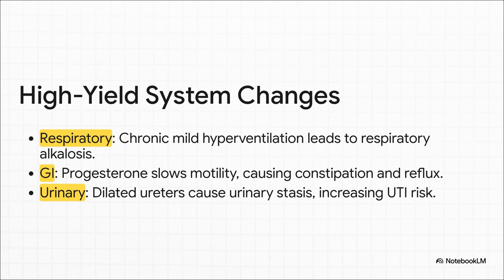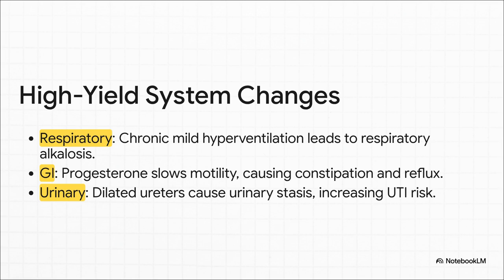Of course, the changes go way beyond the cardiovascular system. Let's run through these other high-yield points. First up, respiratory. Progesterone makes the body more sensitive to CO2, so the patient starts to breathe a little faster and deeper. This state of mild hyperventilation blows off more CO2, creating something called respiratory alkalosis, which actually helps the baby get rid of its own CO2.